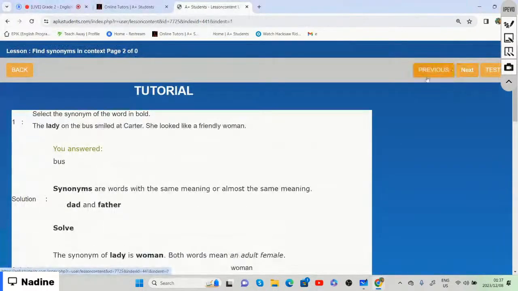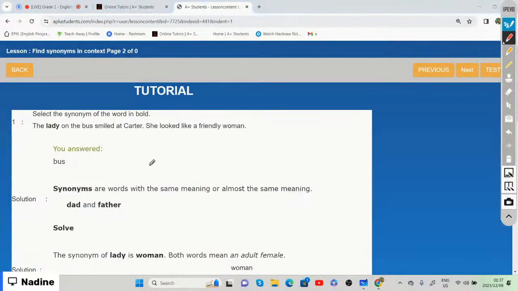All right, so here we have another one. It says, the lady on the bus smiled at Carter. So, lady. We need to find a word that is similar in meaning to the word lady. She looked like a friendly woman. So if you look at the sentence, she looked like a friendly woman. What is a word that is similar to lady?